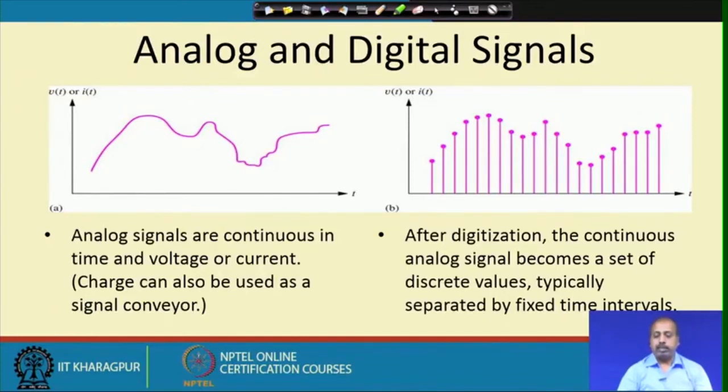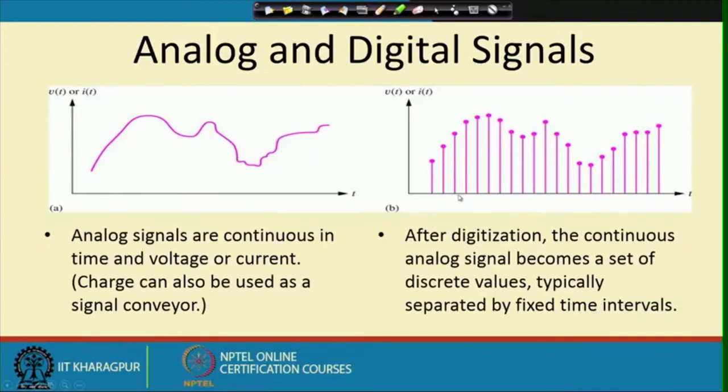At some regular intervals of time, we sample the signal, and what we get, separated by time intervals, are some signal samples. So after digitization, this continuous analog signal becomes a set of discrete values only. They are typically separated by fixed time intervals, which is known as the sampling interval.